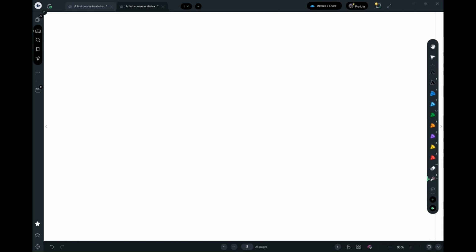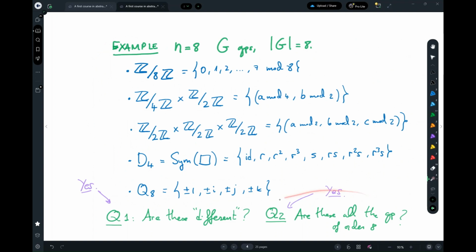Now, the second question that I proposed, this one, is a lot more tricky. How do we know that we have found every single group of order 8? That will have to wait, and we will have to use better techniques to show that these are all of them. Or one could try to exhaust all the possible Cayley tables for sets with 8 elements and show that these are the only possibilities somehow. But there will be other methods to prove that these are all the possibilities for groups of order 8.